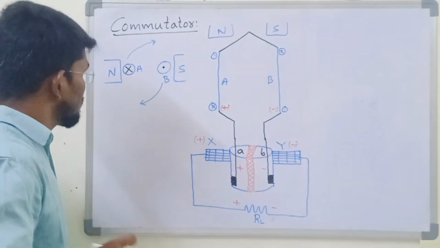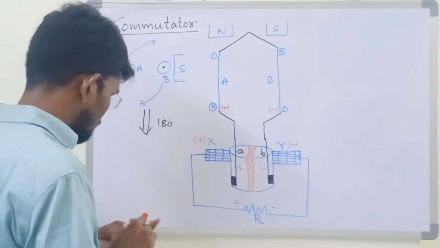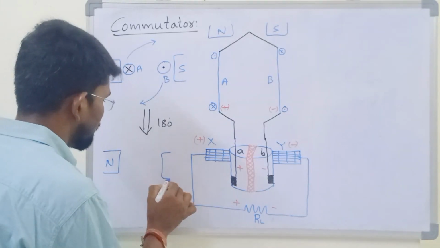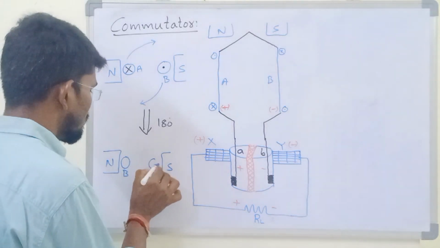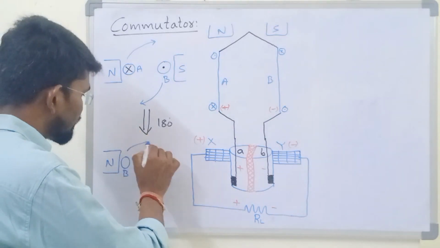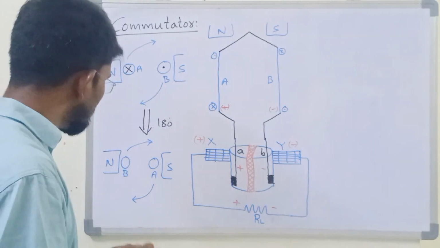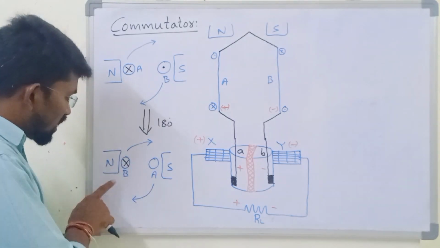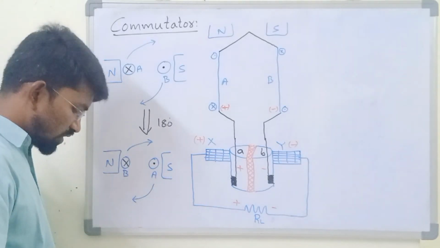And let me draw the same figure after 180 degrees. Taking north pole, taking south pole. Now this is conductor B under north pole, conductor A under south pole, and again these conductors are rotating in clockwise direction with the help of the prime mover. Now how to identify the polarity of this induced EMF? Yes, we know that by using Fleming's right hand rule. Now under north pole the conductor will experience a cross polarity, under south pole the conductor will experience a dot polarity, with the help of Fleming's right hand rule.